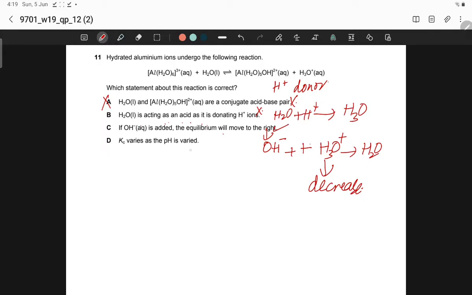Kc value as the pH is varied only changes with temperature. So C option is correct.